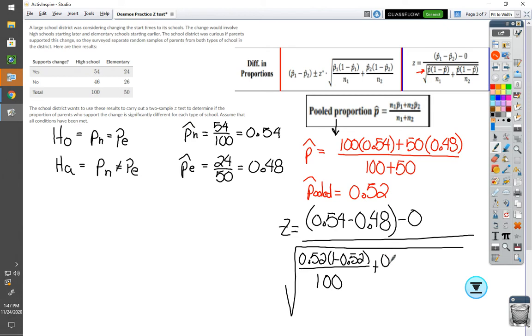I'm going to repeat that process on the other portion here, but I'm going to use the second n value. This is the pooled proportion again, 0.52, times 1 minus 0.52. And here comes the second n value, which was 50. This will calculate for us a z-score. Now, it's a very large formula, but it just takes a little bit of practice and time putting it into Desmos, and I'll show you exactly where mine lies.